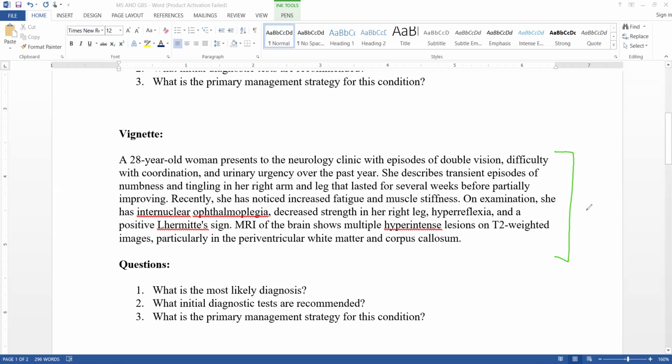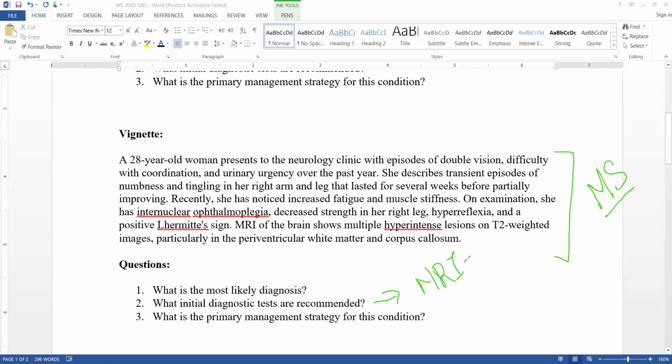So the imaging also suggests that the patient has periventricular white matter plaques, and the typical presentation is an upper motor neuron lesion, right? And the high yield finding is internuclear ophthalmoplegia, right? The Lhermitte sign is again suggestive of which disorder? MS. So the most likely diagnosis is MS, and what is the initial test? MRI and the CSF, right?